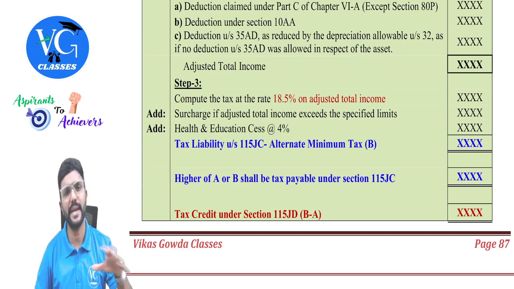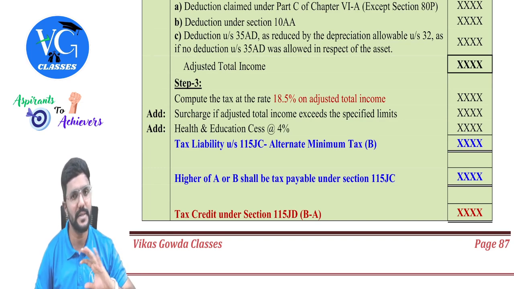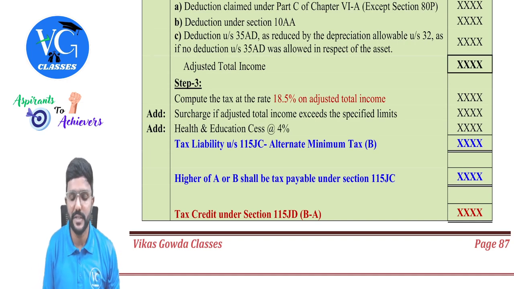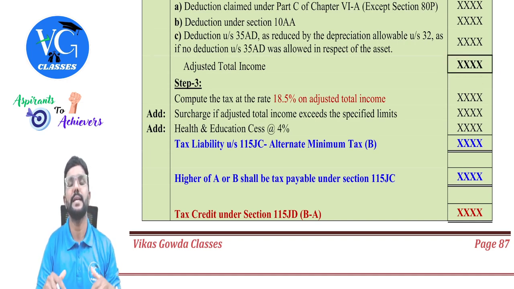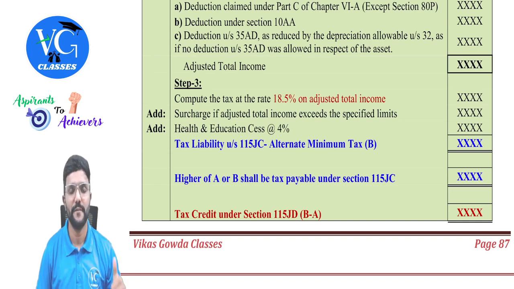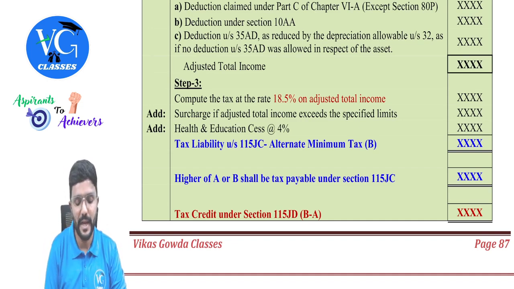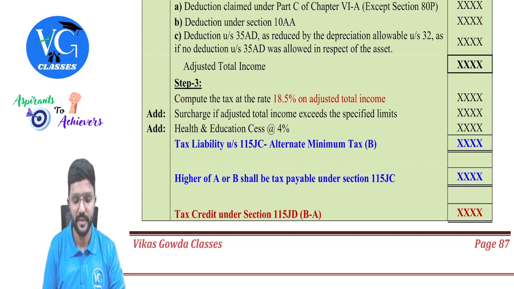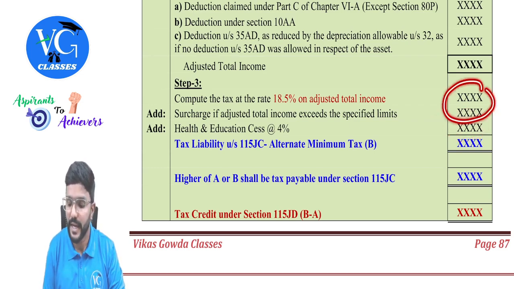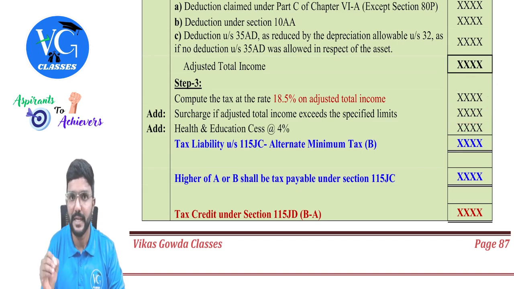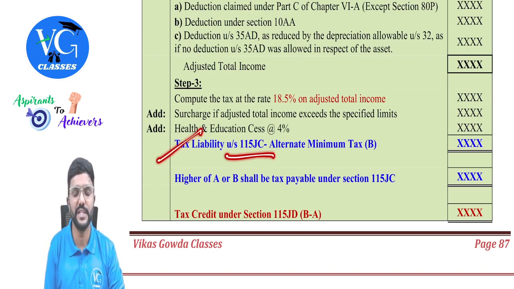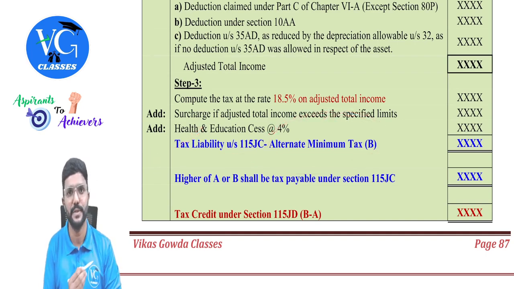What is the rate of surcharge, sir? Same, whatever we already learned in the tax rate chapter. But for applicability, we need to check whether adjusted total income is more than the threshold limits of 50 lakh, 1 crore, 2 crore, 5 crore like that. If yes, then accordingly add the surcharge at the respective rate. Then add health and education cess at 4%. If surcharge is applicable, take the aggregate of both, then calculate 4% on that. Then we get the tax liability under Section 115JC, which we call alternate minimum tax. Let us keep it aside and denote it by B.